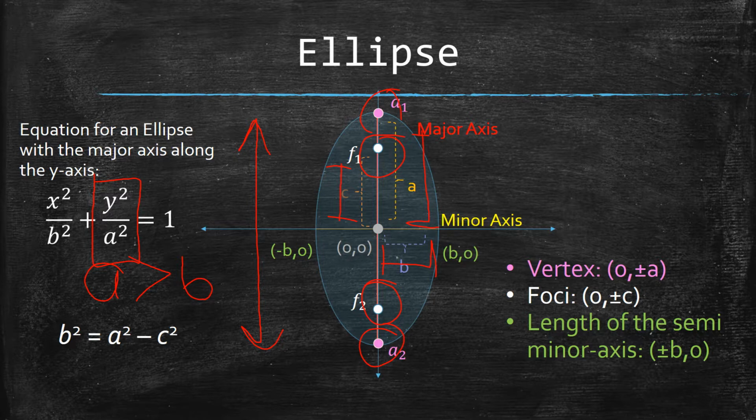and together a, b, and c help us graph an ellipse. The coordinates of a vertex look like 0, plus or minus a. The coordinates of the foci look like 0, plus or minus c, and the points of the semi-minor axes look like plus or minus b, 0.